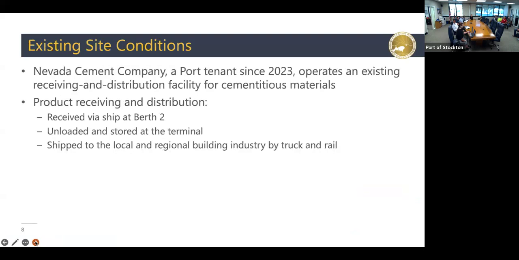The Nevada Cement Company operates an existing terminal that receives and distributes cementitious materials on the port's east complex. The majority of the terminal was originally built to handle fertilizer, and it was converted to handle cement in approximately 1990. The terminal was operated by other companies for several decades prior to Nevada Cement taking over operations in 2023. Cementitious materials include Portland cement and ground granulated blast furnace slag cement. At the Nevada Cement terminal, cementitious materials are received via ship at berth 2, unloaded and stored at the facility, and shipped to the local and regional building industry by truck and rail, supporting construction projects throughout Northern California.